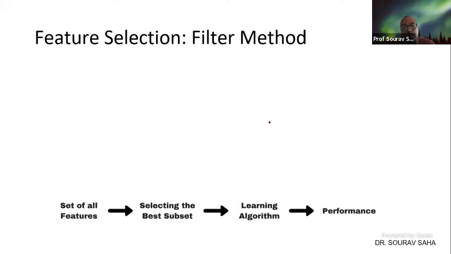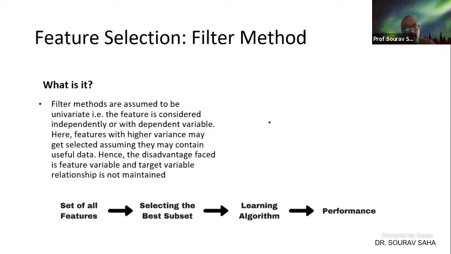The filter method is where, even before you put the data into the model process, we try to select the best subset. And then once the best subset is selected, we put it into the learning algorithm. In terms of the process of feature selection, this is a pretty fast process, but sometimes quite time-consuming, this feature selection.